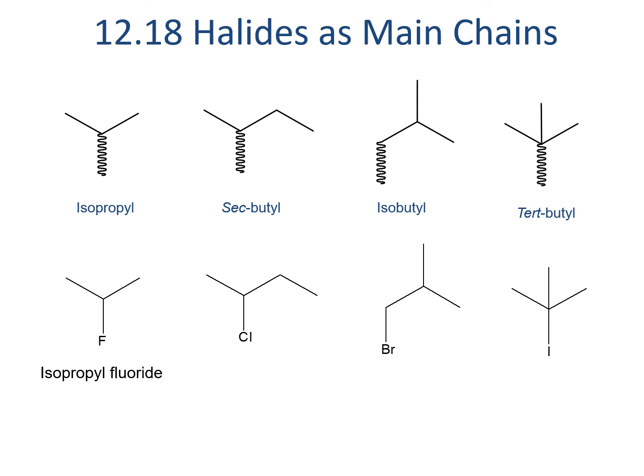This will also give you another chance to look at the connectivity of these commonly named branched side chains. From left to right, we have sec-butyl chloride, isobutyl bromide, and tert-butyl iodide.